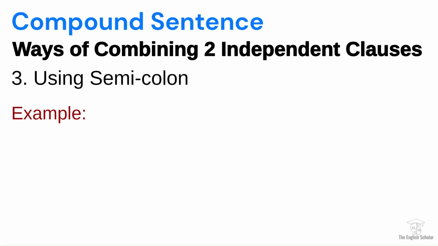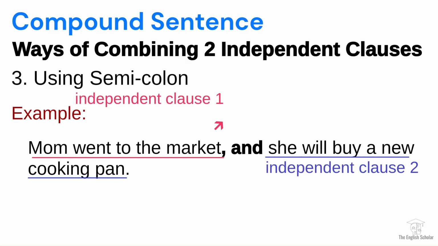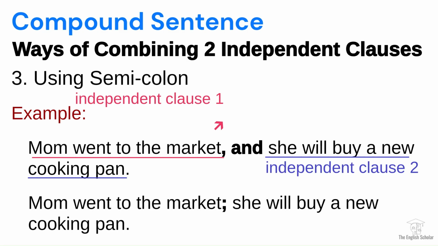For example, Mom went to the market, and she will buy a new cooking pan. This compound sentence has the idea of and. In fact, we used and to combine the independent clauses. If we want to save time, are limiting words, or just want to be different, we can use just the semicolon. For example, Mom went to the market, semicolon, she will buy a new cooking pan. Here, the semicolon is placed between the two independent clauses or simple sentences.